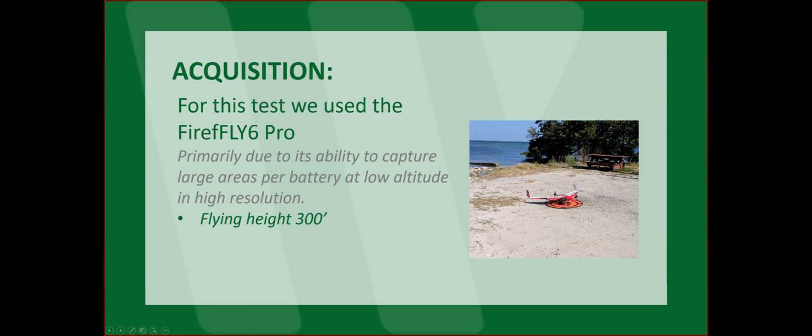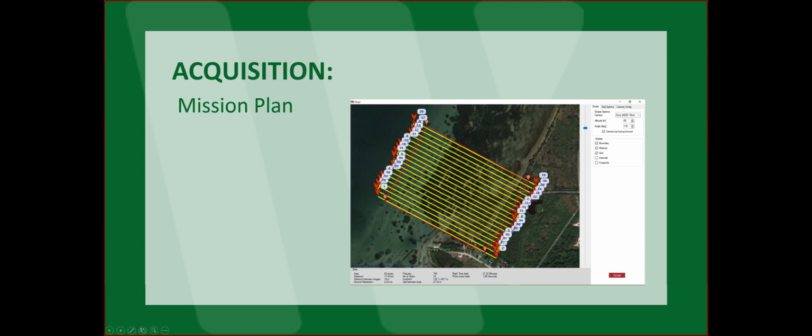Our flying height was 300 feet. The acres covered were around 80. The overlap, 80% forward overlap, 80% side lap, and the image resolution was 1 inch. This is our mission plan. We upload this information into the UAS and it executes that mission.